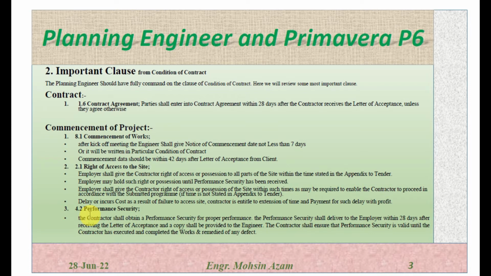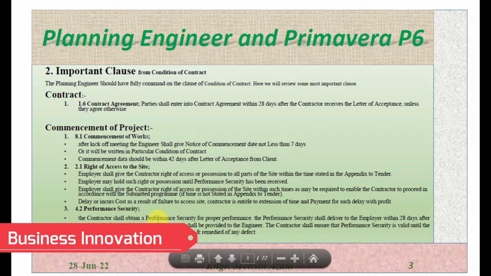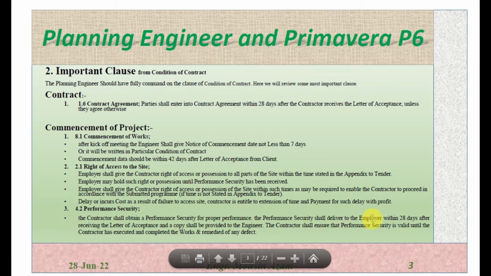The third one is 4.2. Under the FIDIC conditions of contract, performance security. The contractor shall obtain a performance security for the proper performance. The performance security shall be delivered to the employer within 28 days after receiving the letter of acceptance.